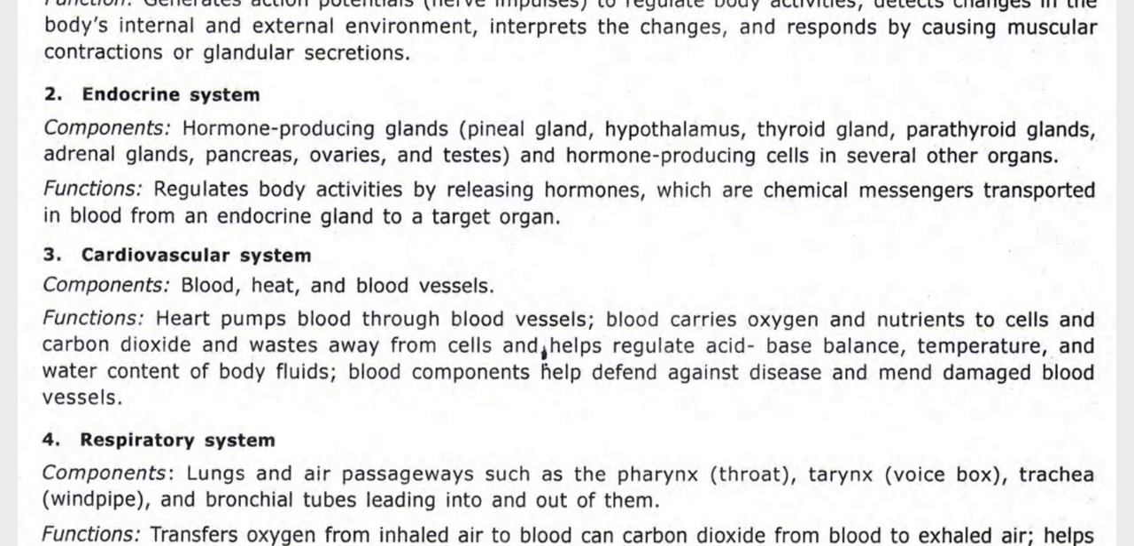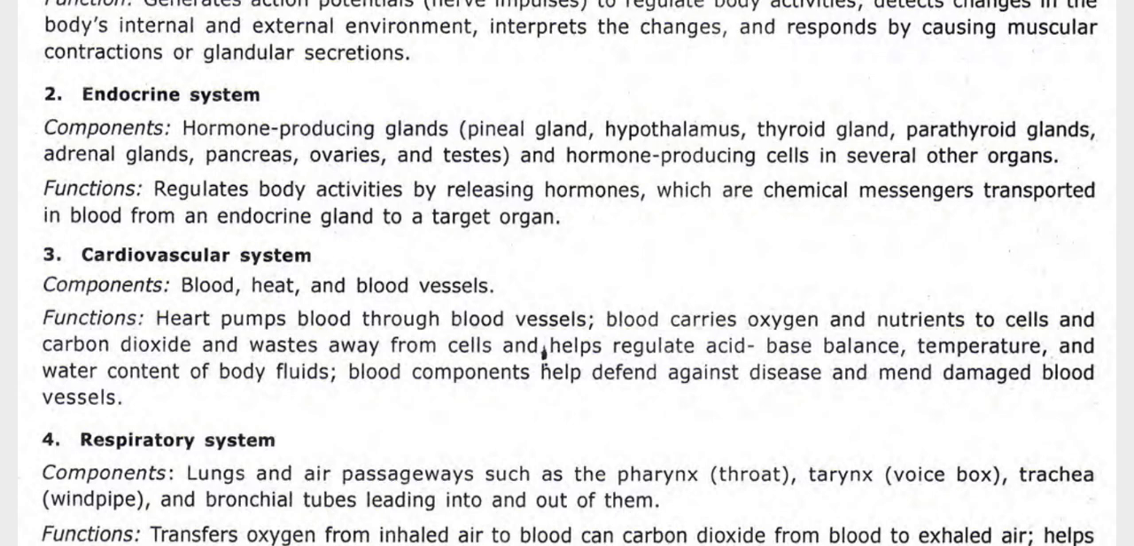Next, endocrine system. Components: hormone-producing organs, pineal gland, hypothalamus, thyroid gland, parathyroid gland, adrenal gland, pancreas, ovaries, and testes, and hormone-producing cells in several other organs. Functions: regulates body activities by releasing hormones, which are chemical messengers transported in blood from an endocrine gland to the target organ.